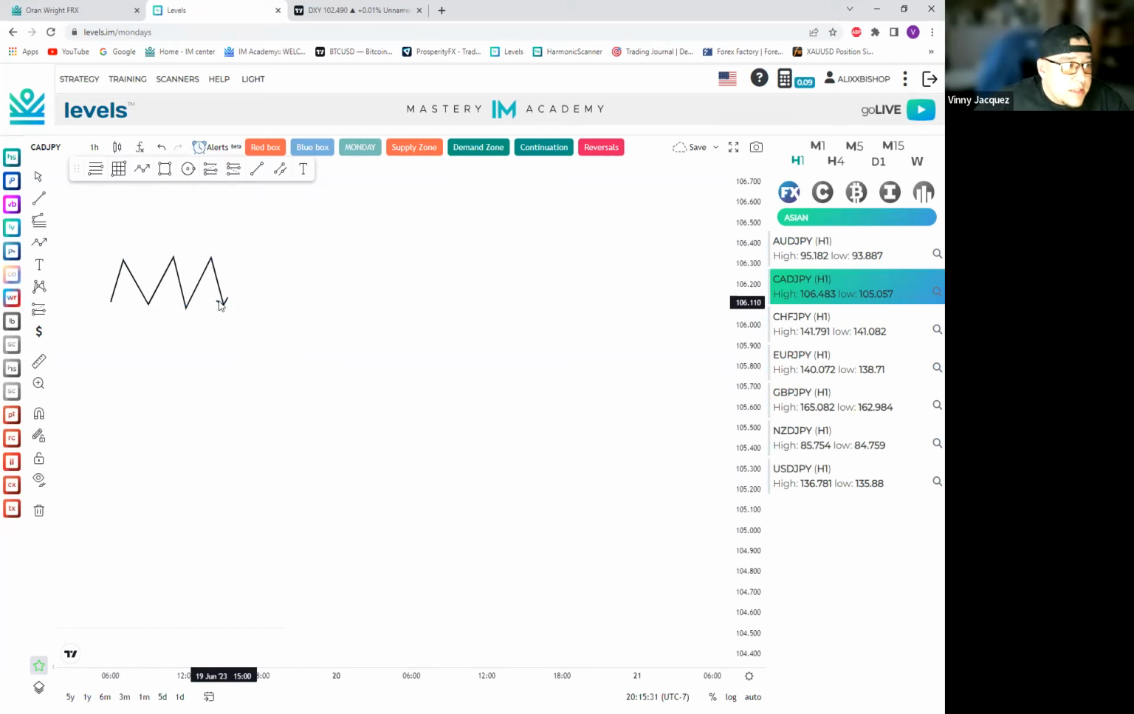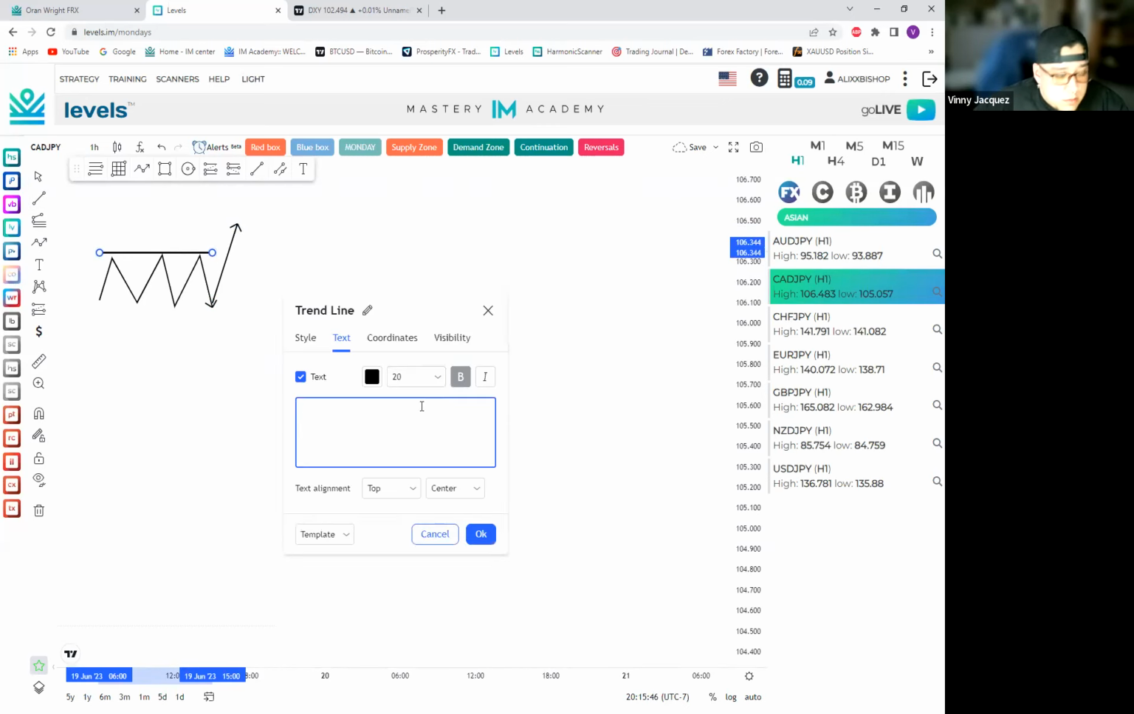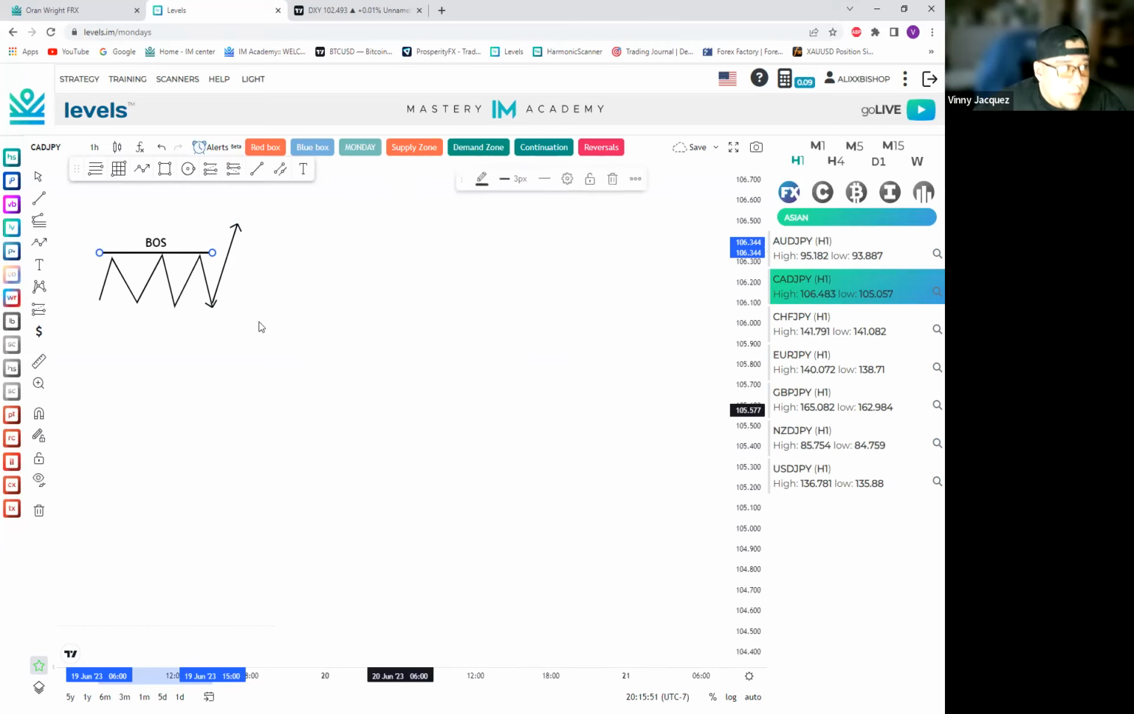Now the big banks, they're going to want to go ahead and sweep this area. They're going to want to sweep this area. So what they're going to want to do is clear this liquidity, right? Giving us a break of structure to the upside. All right, let's be clean with this. BOS, break of structure to the upside.